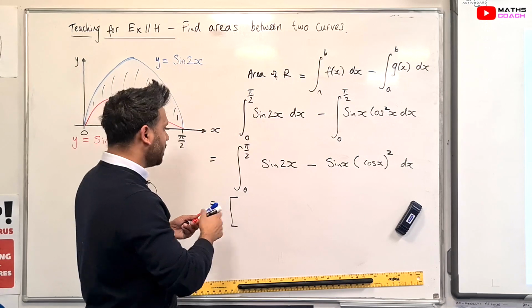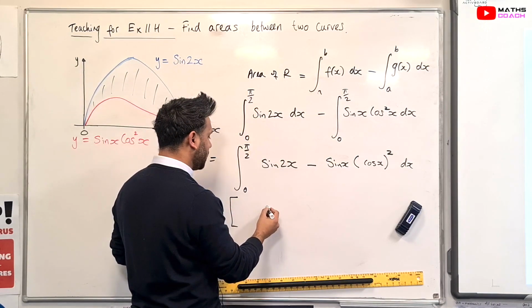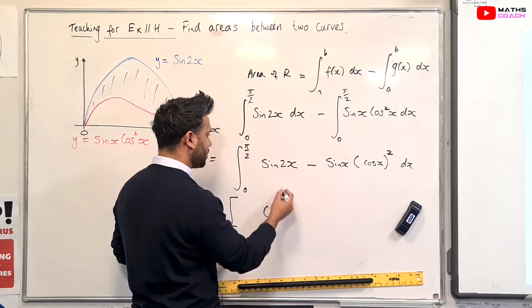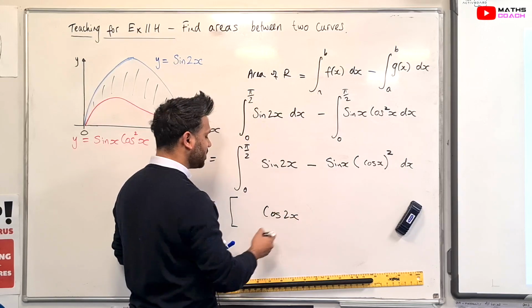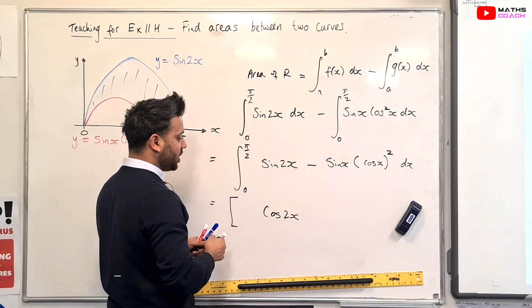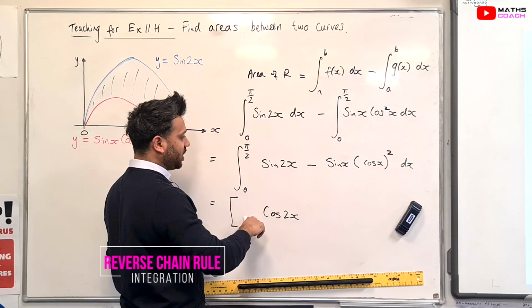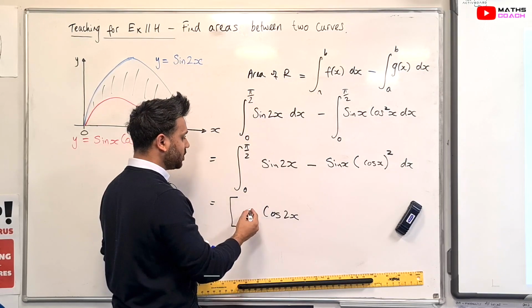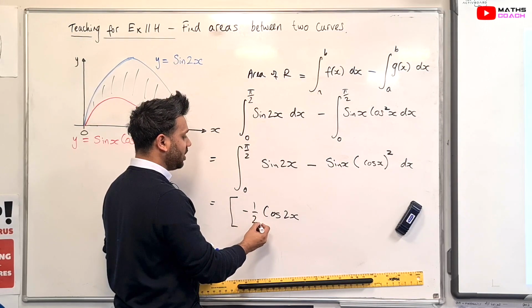When we now integrate, well, what differentiates into a sine? We know that cos differentiates into a sine, so we can start with cos 2x. If we differentiate cos 2x, we get a minus 2 sine 2x. We don't have a minus 2 there, so the adjustment is minus a half.